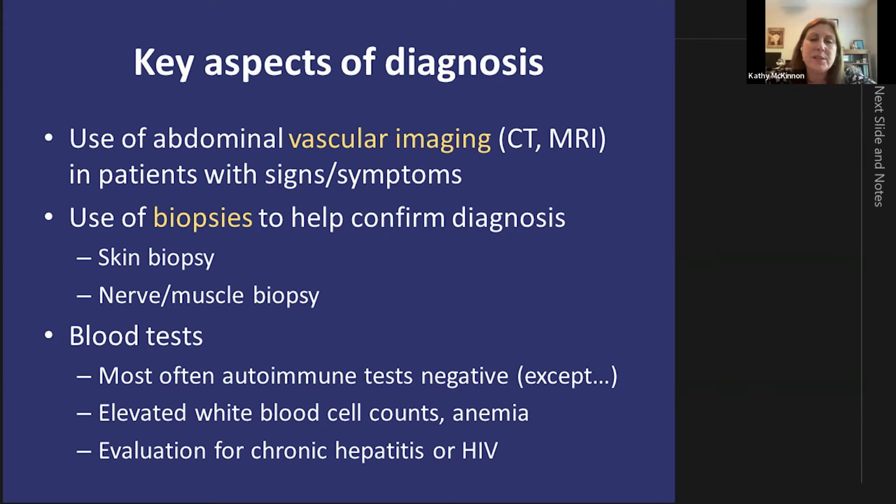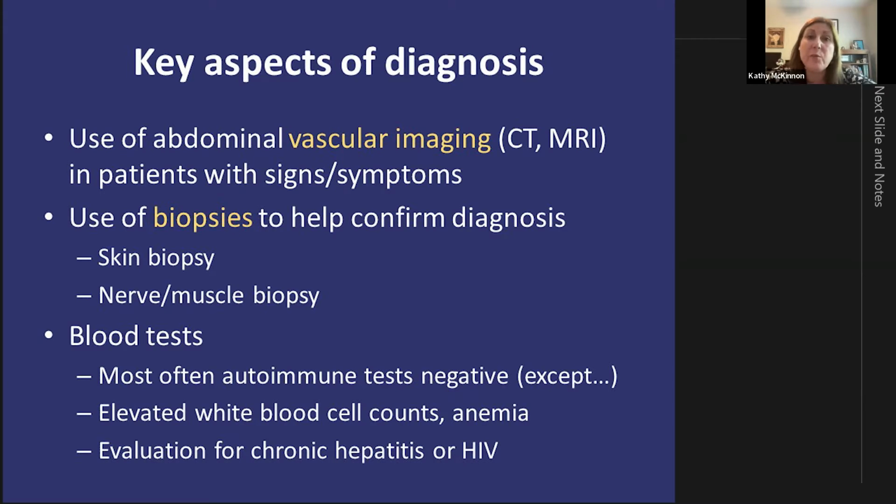So, some of the key aspects of diagnosis. This so frequently involves the internal arteries that abdominal vascular imaging, things like a CT angiogram or an MRA study, are used to look at the abdomen and the blood vessels in the abdomen in patients who are suspected to have PAN, who have abdominal symptoms. Sometimes imaging for other causes, a screening imaging or imaging for abdominal pain, will reveal these changes, which may be an early key to the diagnosis of PAN.